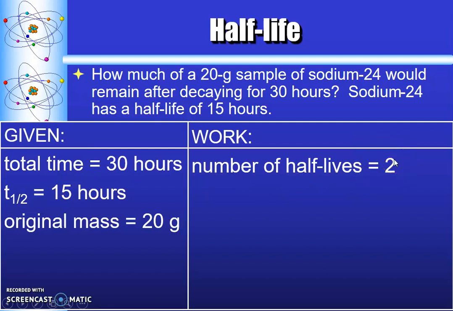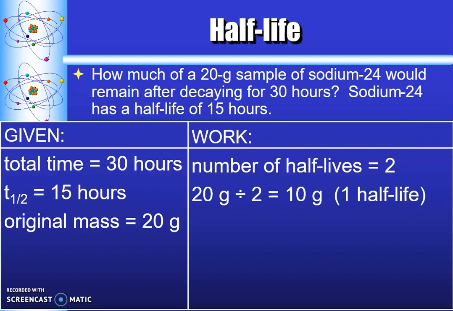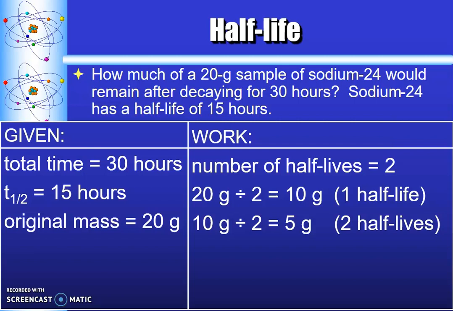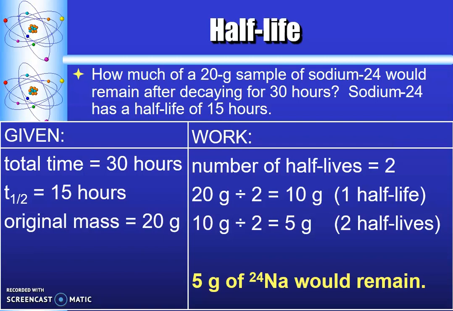Now this time, instead of using the equation, what I can do is just manually do the half-lives, the number of times that I need. So if I start with 20, I divide it by 2. That gives me 10 grams left after 1 half-life. I then take that answer, 10 grams, divide by 2 again, and get my 5 grams remaining. That is after 2 half-lives. That's as many half-lives as I needed, so I have 5 grams of sodium-24 remaining.